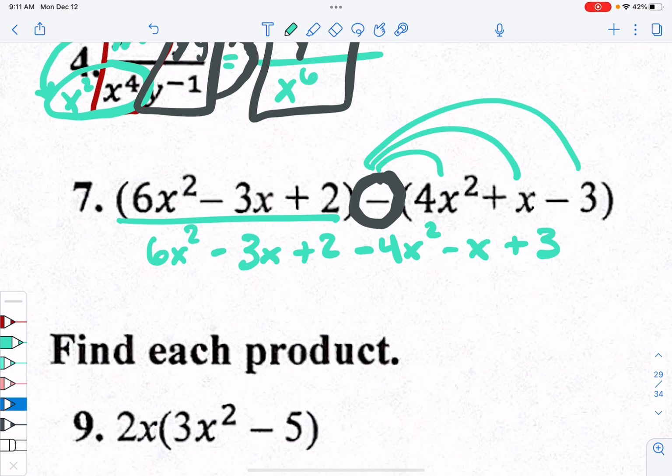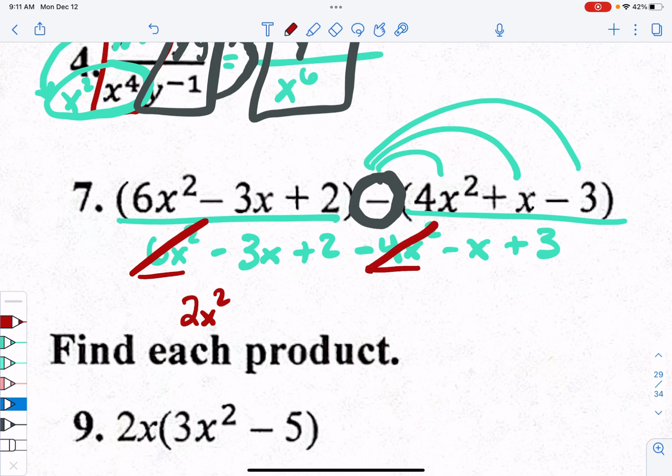So this part just gets rewritten. This gets the negative distributed through, and then we just combine like terms. So 6x squared minus 4x squared is positive 2x squared. Okay, I'm going to cross stuff off. Negative 3x minus x is minus 4x.